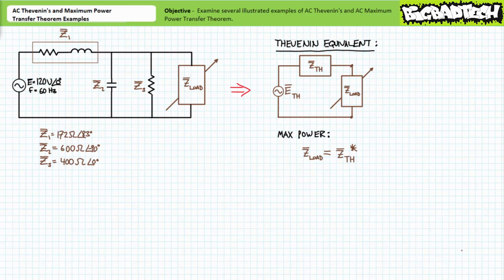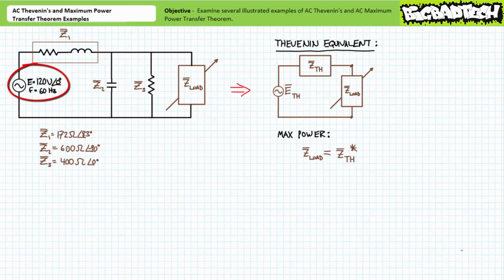Our first example problem features a series parallel combination of four elements. The first element, Z1, is a non-ideal inductor that presents a complex impedance of 172 ohms at an angle of 83 degrees. The second element is a capacitor that presents a complex impedance of 600 ohms at an angle of negative 90 degrees. The third element, Z3, is a resistor that presents a complex impedance of 400 ohms at an angle of 0 degrees. And the fourth element is our variable load impedance, Z load.